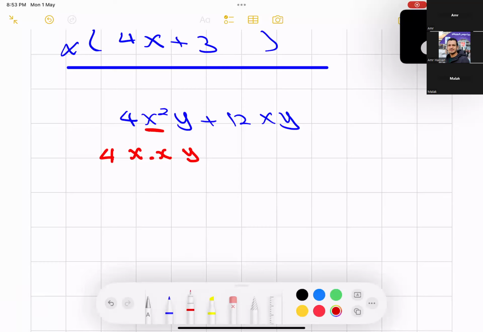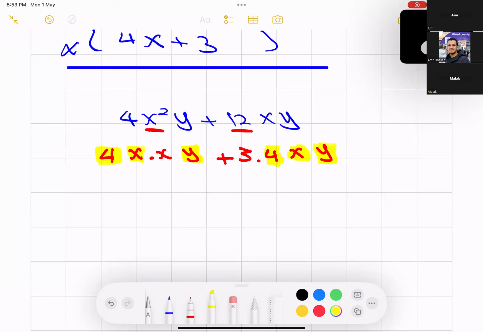So x² is supposed to be x multiplied by x. I've kept y because it's already simple. What about 12? It's supposed to be 3 multiplied by 4xy. So right now we have the highest common factor. Could you tell me what is the highest common factor between the first term and second term together? 4. Yeah, what else? Perfect. What else? 3. No, x and y. Exactly, x and y. Perfect.